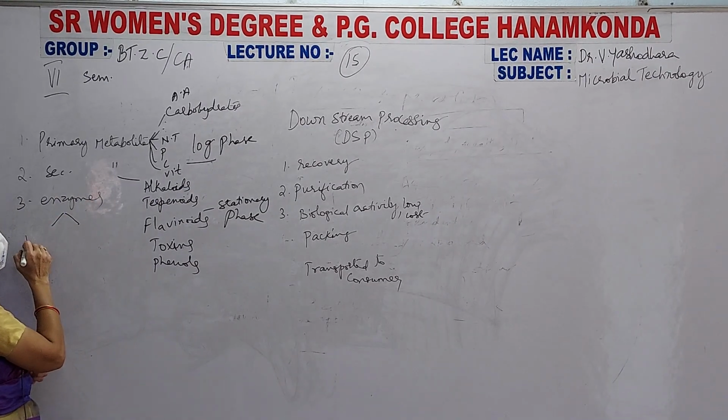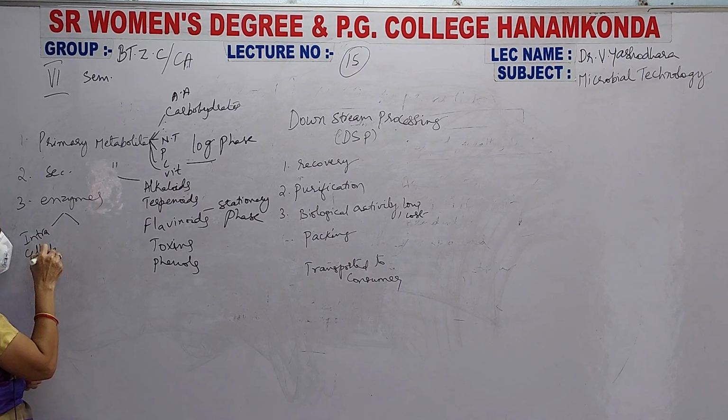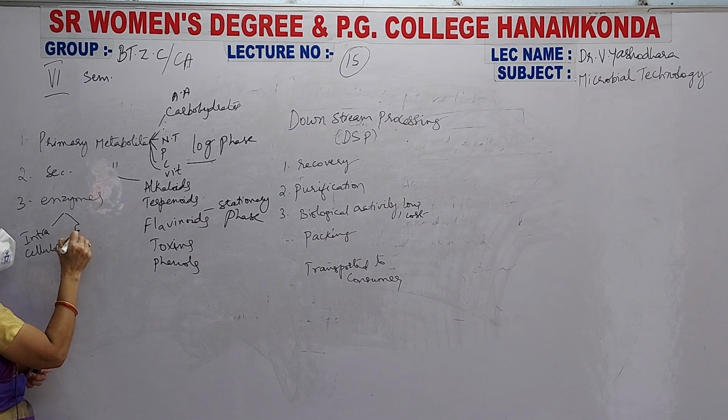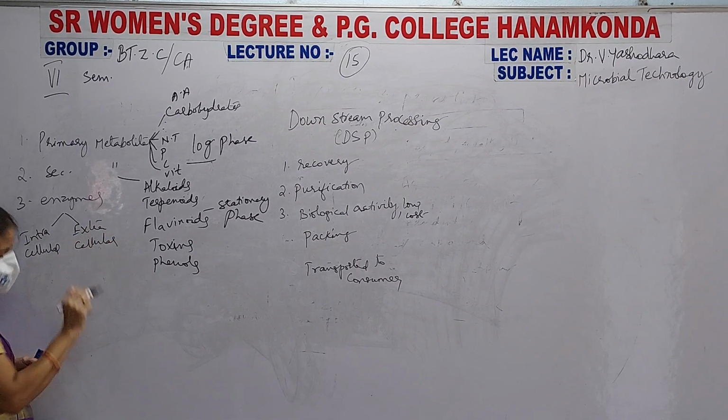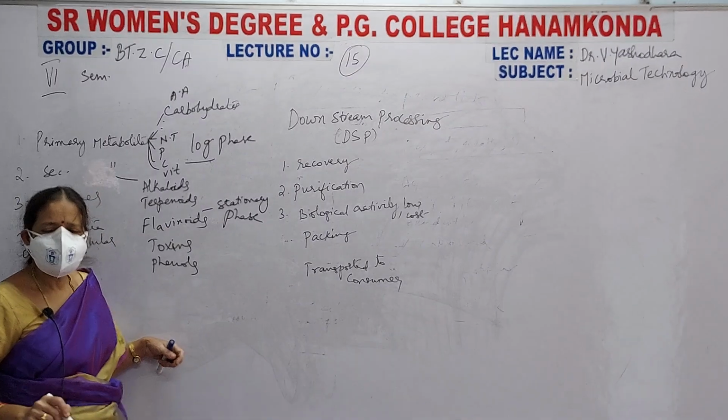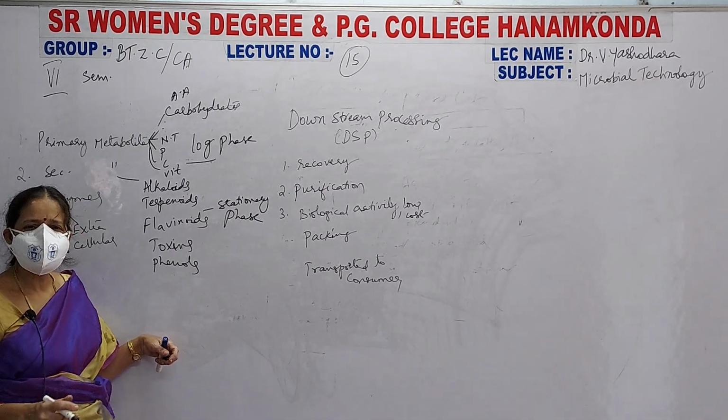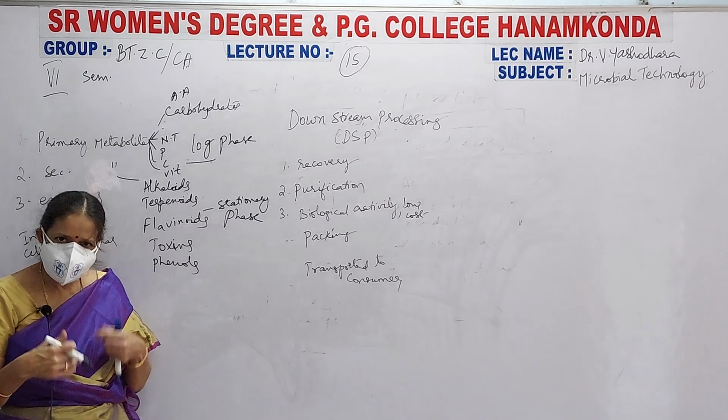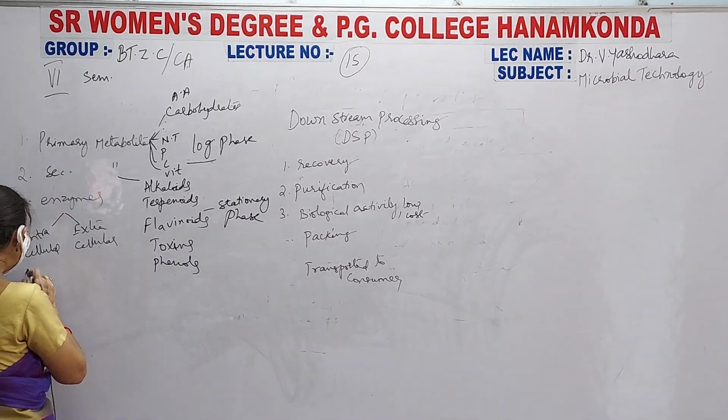Enzymes are of two types, intracellular or extracellular. What is intracellular? The enzymes that are produced within the cell. Cell lopale produce ayyayi. Example is invertase.